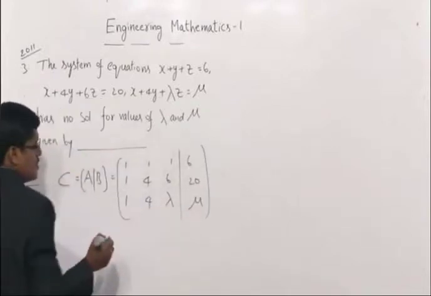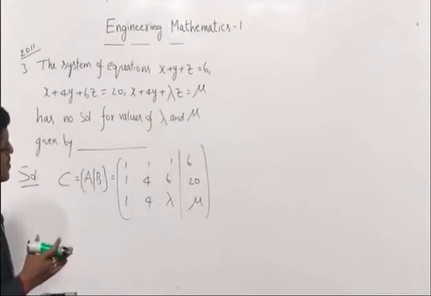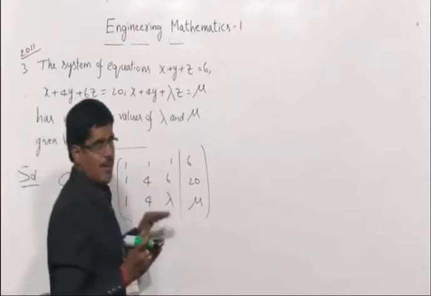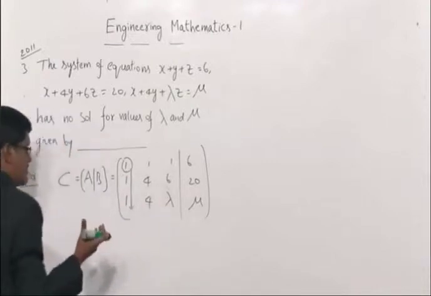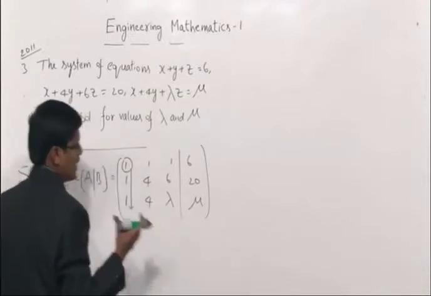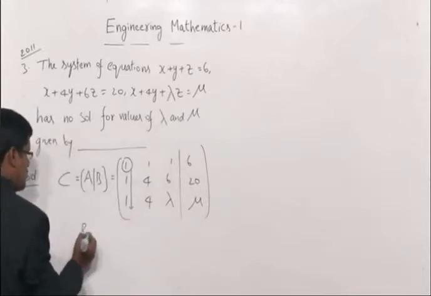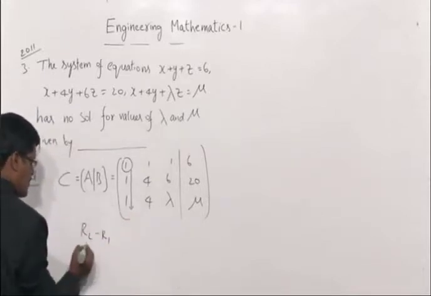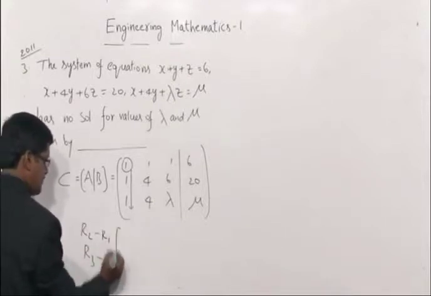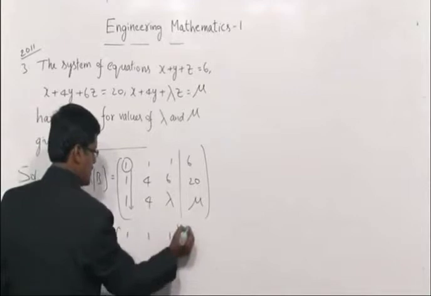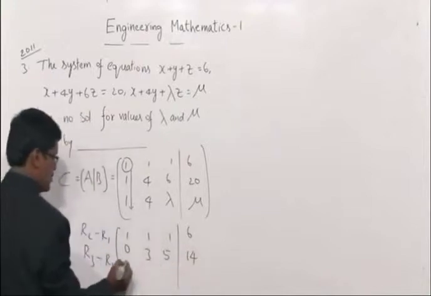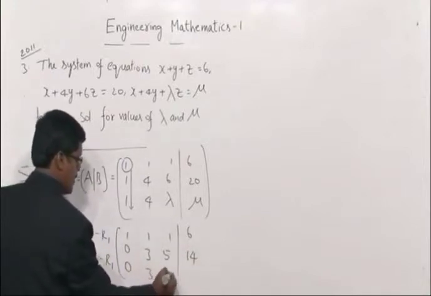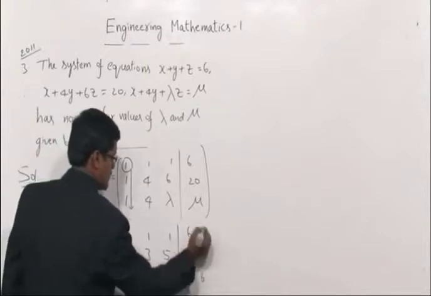Reduce into row echelon form. So take care about these type of problems. Whatever things you are going to find, lambda, mu, a, b, c, that should be present in the last row only, otherwise the operations take more time. Some mistakes or some irritation also you will get, with big numbers like that. So here R2 minus R1, R3 minus R1: 1, 1, 1, 6, 0, 3, 5, 14, 0, 3, lambda minus 1, mu minus 6.